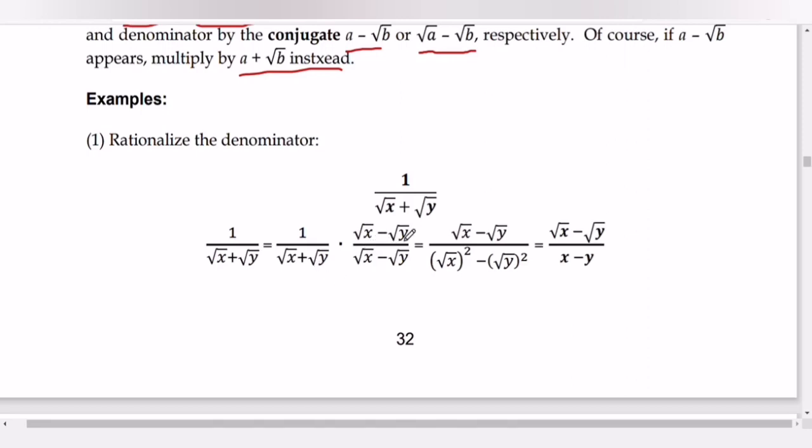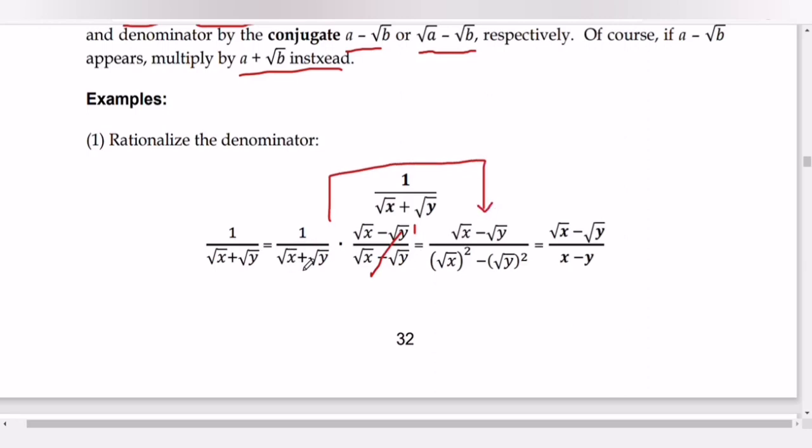because if we simplify this one, this is just equal to 1, right? Because the numerator and the denominator are the same, so this is equal to 1. After that, we apply the multiplication of rational expressions: numerator to numerator and denominator to denominator. So 1 times square root of x minus square root of y. So this will be the next result.